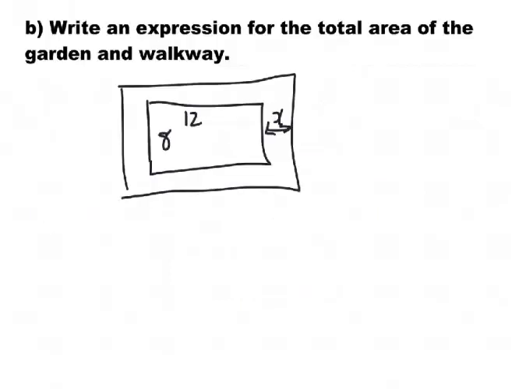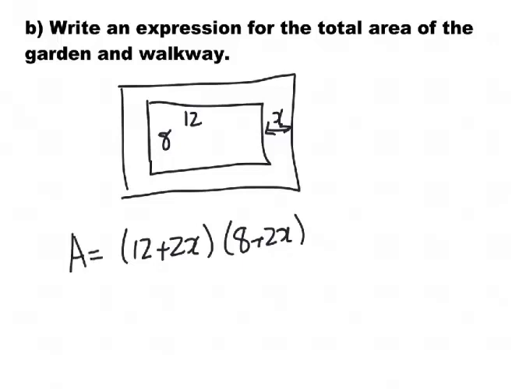The next question says, write an expression for the total area of the garden and the walkway. Remember that the width was 12 plus 2x. The height was 8 plus 2x. And we know that the shape is a rectangle. If we find the product, that's going to be the area.